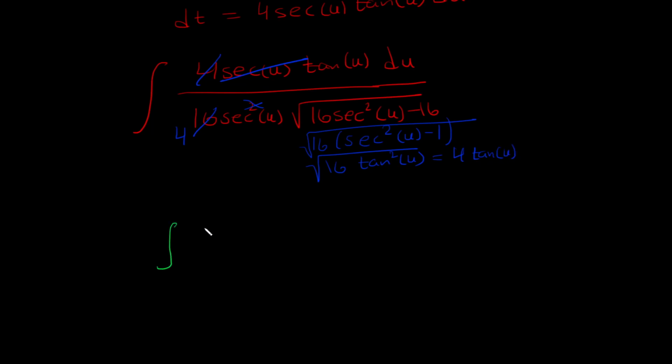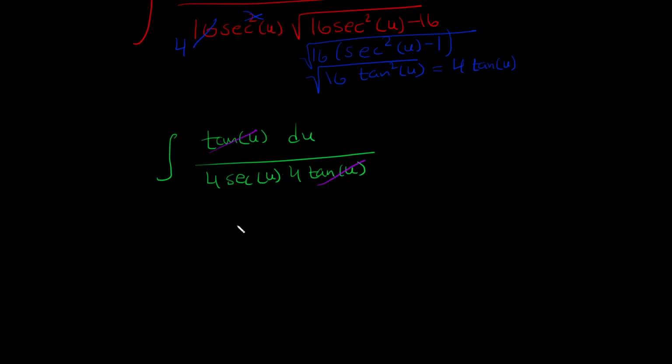So now we're just going to rewrite it. So on the top, we have tangent u du. On the bottom, we have 4 secant u. And then multiply that by 4 tangent u. More cancellations happen. So tangents go away. And then I multiply the 4 and the 4 to get 16, so that can come outside. I have du over secant u, which is just going to be 1 over cosine u, which is cosine of u.